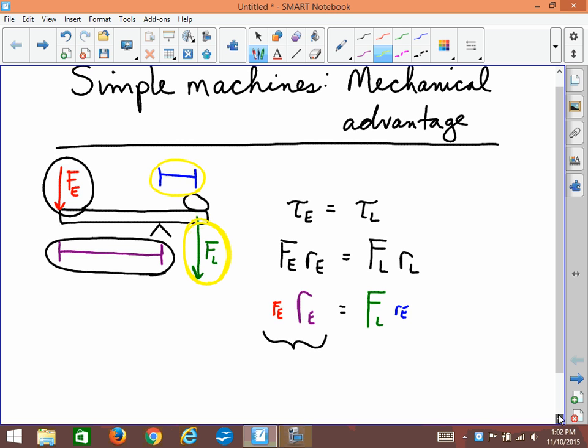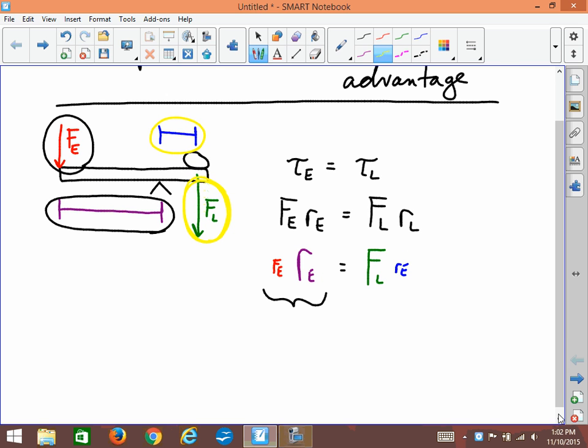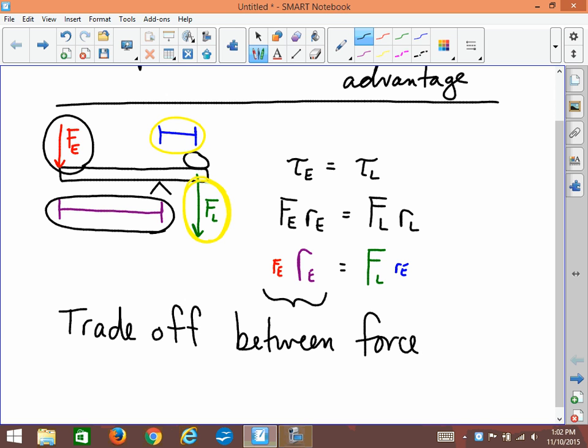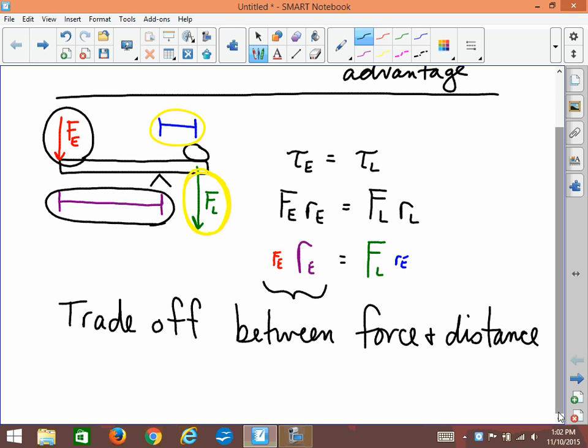So what's actually happening here is we are trading. It's a trade-off. If you want to lift something heavy, you can get away with a smaller force if you use a longer distance. So it's a trade-off between force and distance. And what we'll see in all of our simple machines that we discuss is that this trade-off will happen.